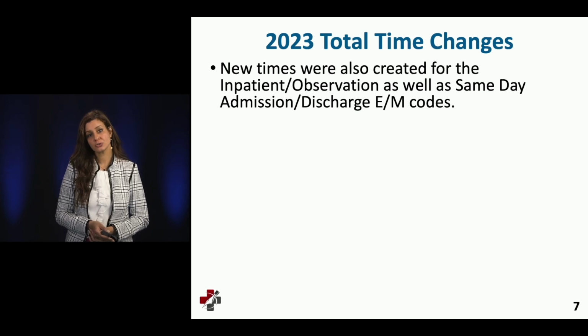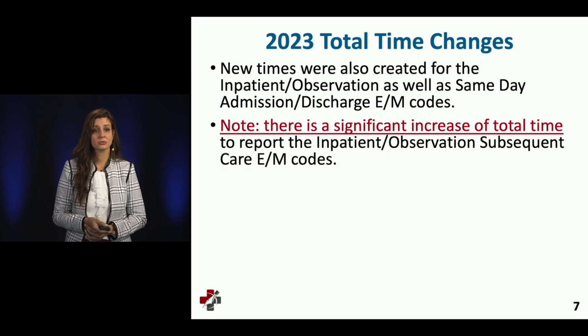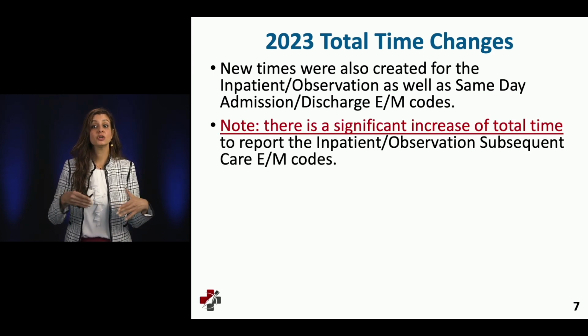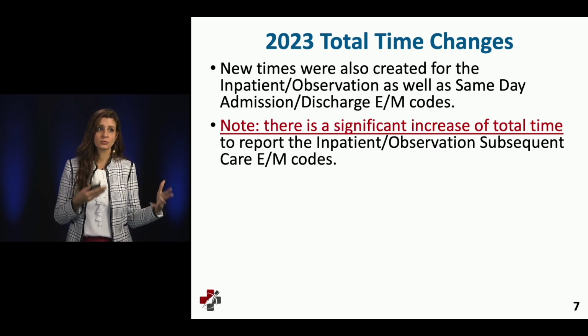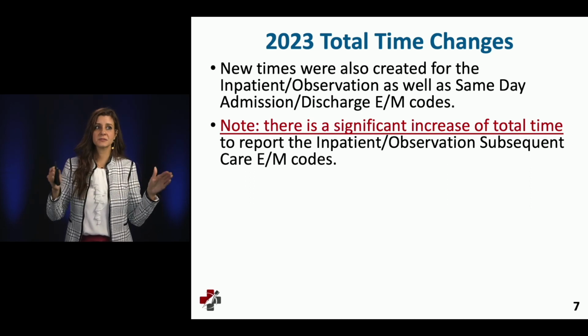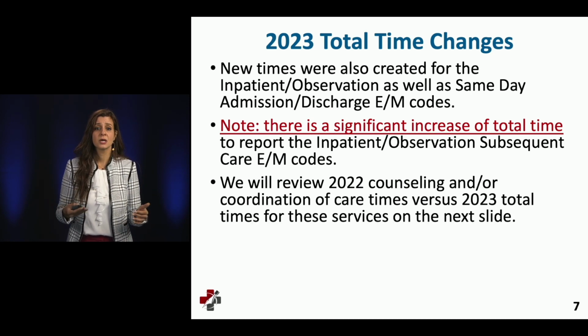New times were also created for inpatient observation, as well as same-day admission discharge EM codes. So there is a significant increase of time to report for these codes. If you recall with the MDM, they're requiring us to document really thoroughly because they've taken out all of the other elements: the HPI, the family history, the review of systems. Same thing with total time. They're saying if you're going to use total time, you have to spend more time with your patients.